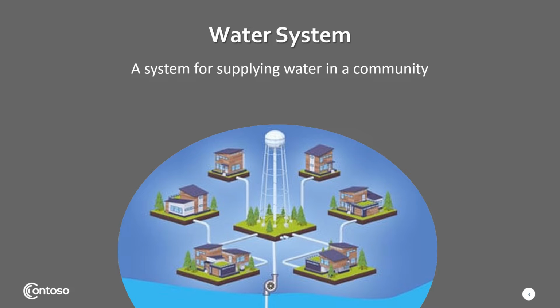First one, water system. A system for supplying water in a community. This explains that a water supply network or water supply system is a system of engineered hydrologic and hydraulic components that provide water supply. And for the water storage, facilities such as reservoirs, water tanks, or water towers.